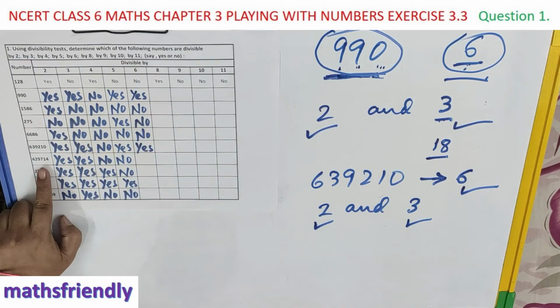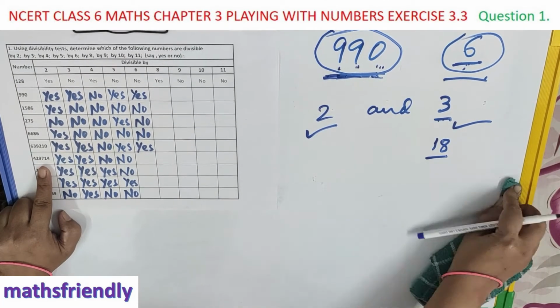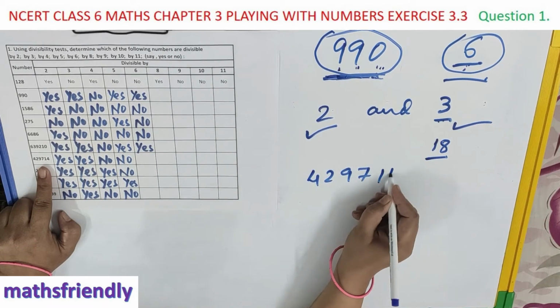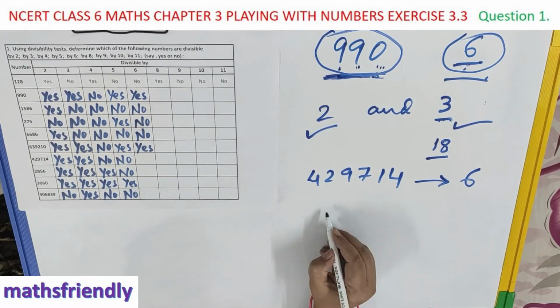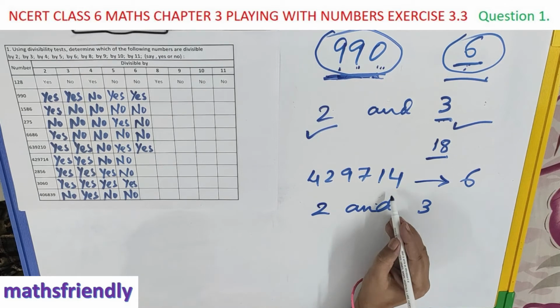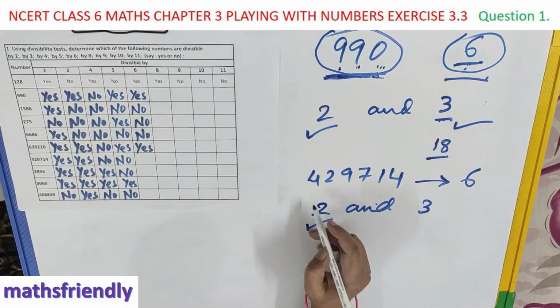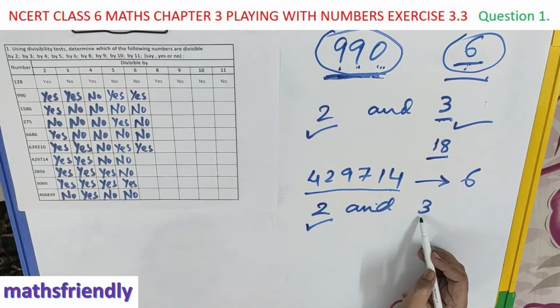Now what is the next number? The next number is 429714. Its divisibility by 6. For that we have to check by 2 and 3. The units digit is 4. So this number is divisible by 2. Now its divisibility we have to check by 3.